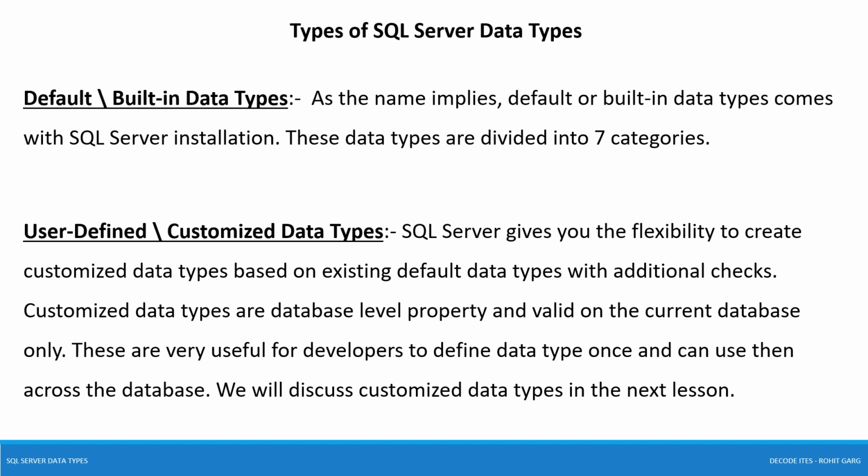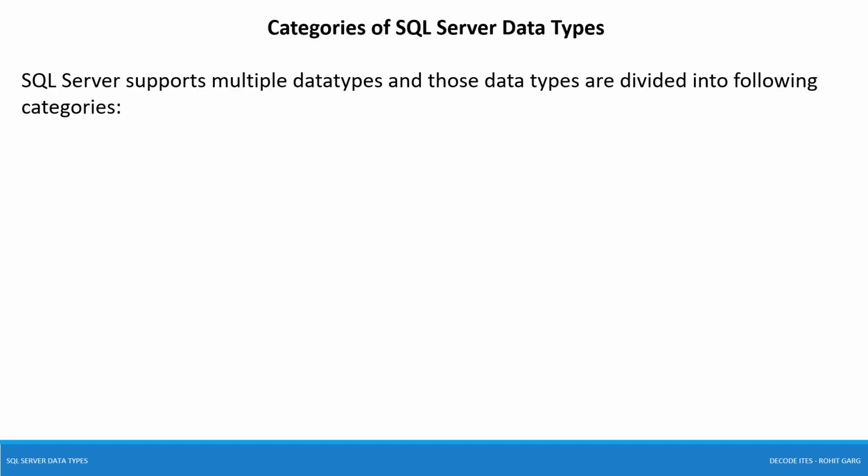Customized data types are a database level property and valid on the current database only. These are very useful for developers to define the data type once and use it across the database. We will discuss customized data types in the next lesson. On the basis of your default data types, you can create customized data types by combining two types of data types.